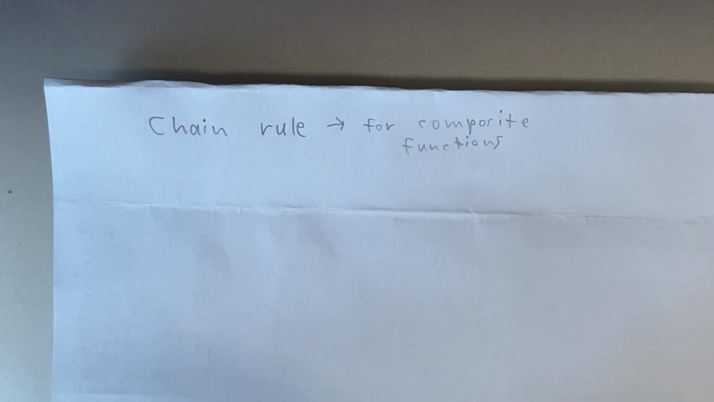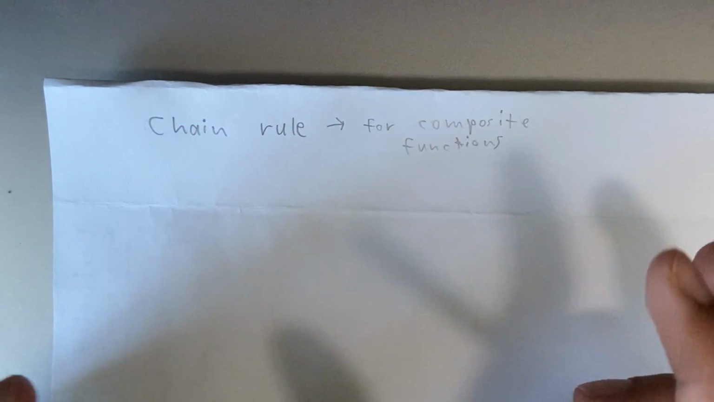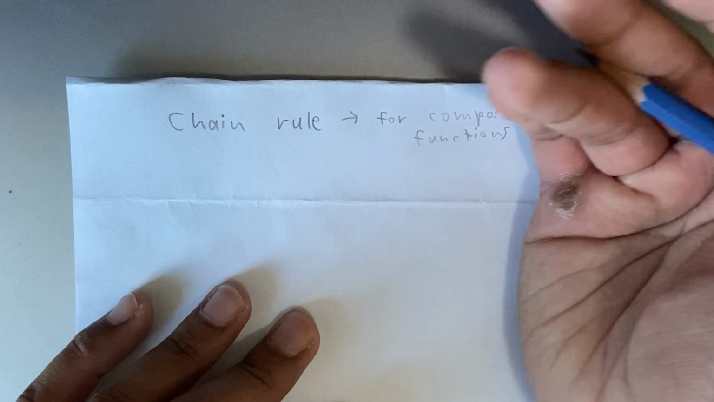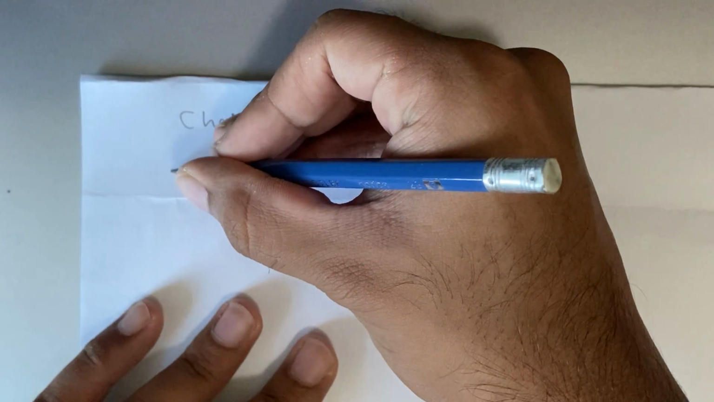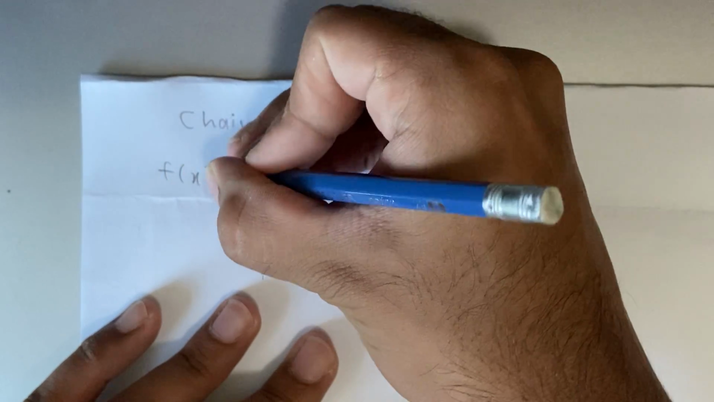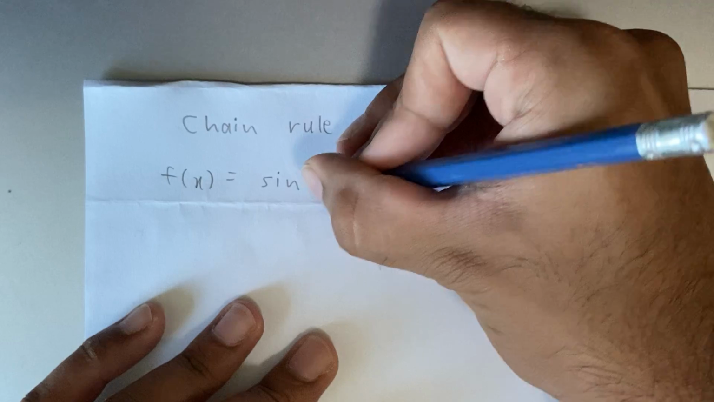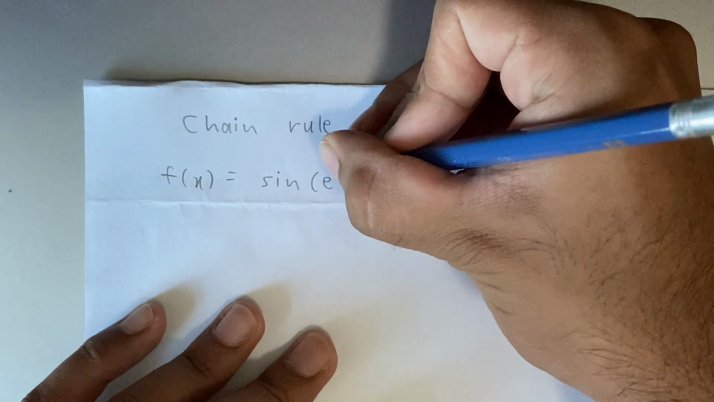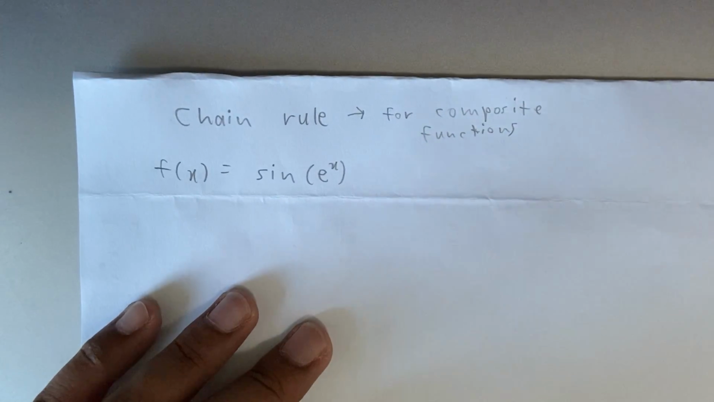Okay, now I'll talk about the chain rule, which is what we use when we are differentiating a function inside a function. So a function inside a function, for example, let's take the function f of x is equal to sine of e to the power of x, right? You know how to differentiate both of these.